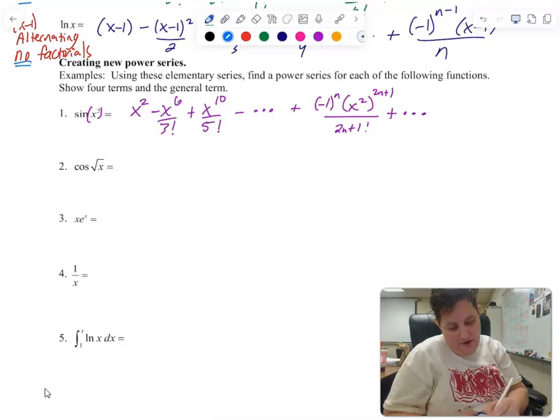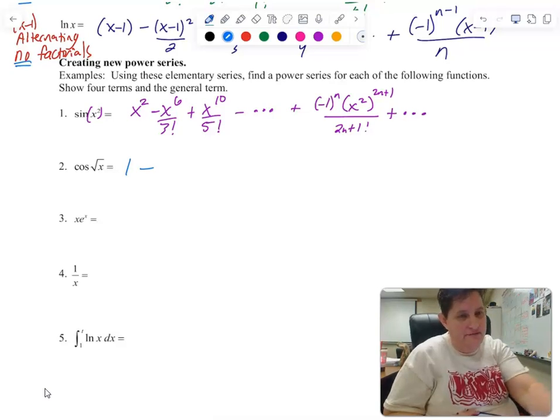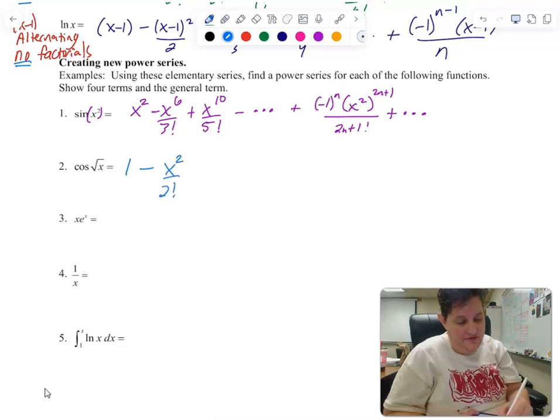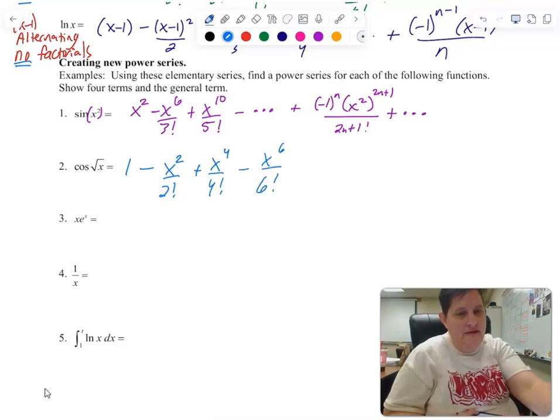Okay, cosine of square root x. I remember that cosine starts with odds. Sorry, cosine is evens, not odds. I'm doing this backwards. So it's 1 minus x squared over 2 factorial, x to the 4 over 4 factorial, x to the 6 over 6 factorial. Okay, that's cosine.